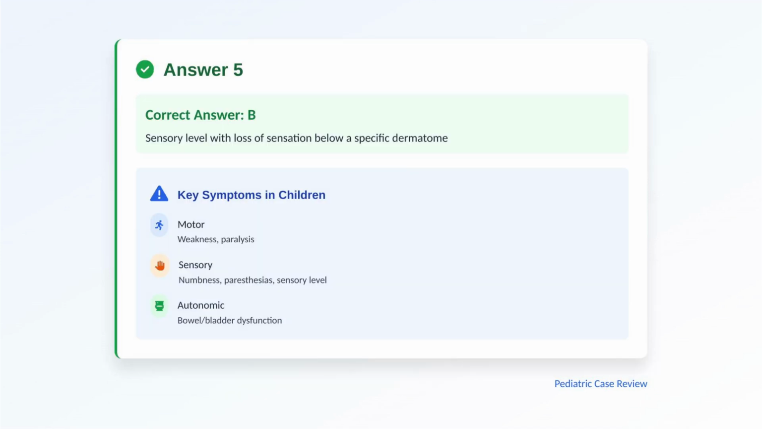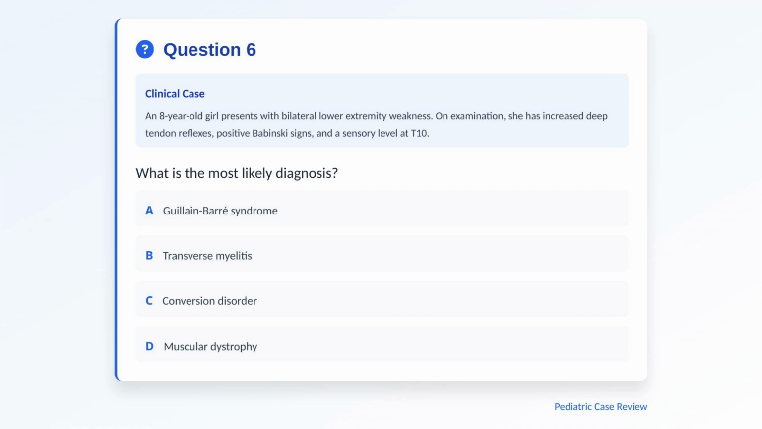A sensory level where sensation is lost below a specific dermatome is highly characteristic of transverse myelitis and represents the transverse inflammation across the spinal cord. This finding, combined with motor weakness and autonomic dysfunction like constipation, creates a classic presentation. Children with transverse myelitis typically show this triad of symptoms, though the specific pattern varies based on the spinal segments affected. Question 6 presents another case focusing on examination findings.